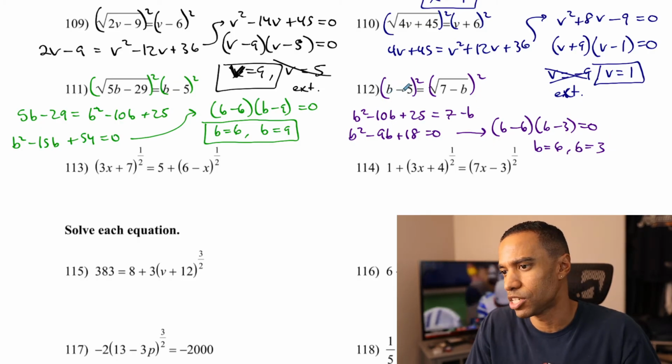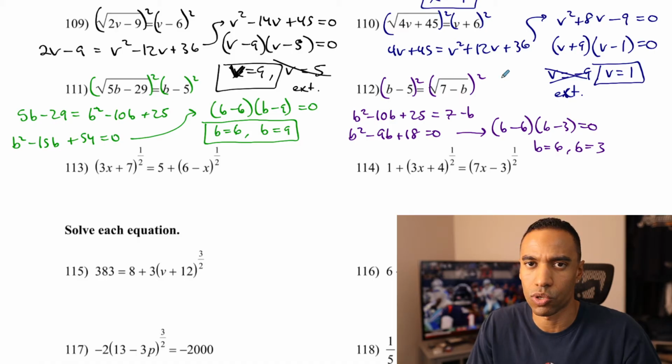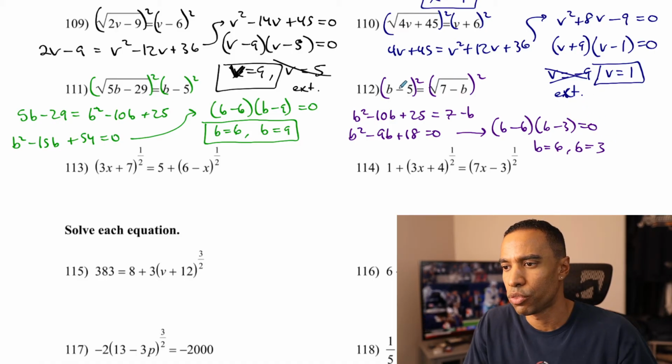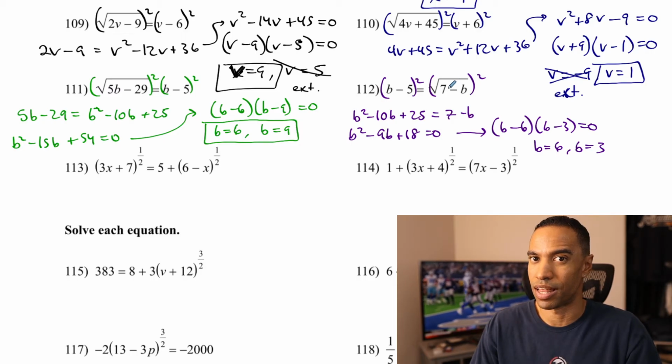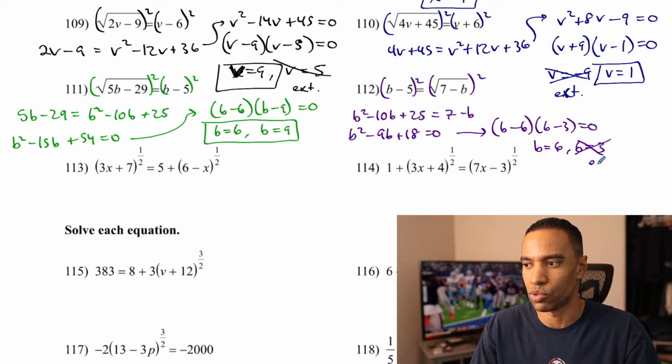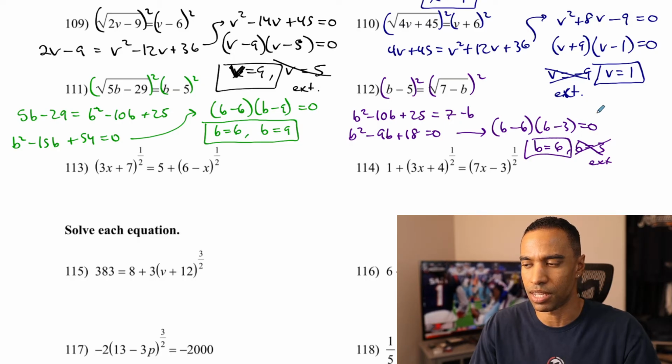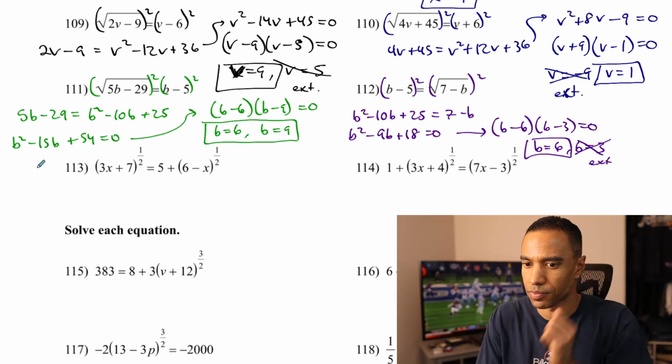Let's try it out. 6 minus 5 is 1. 7 minus 6 is 1. Square root of that is 1. That works. 3 minus 5 is negative 2. 7 minus 3 is 4. Square root of that is 2. Negative 2 does not equal 2. That is extraneous. And b equals 6 is all we can do.